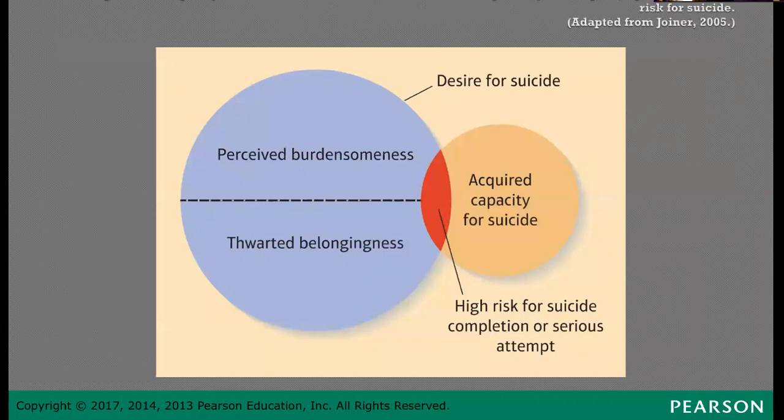Lots of people like this theory. I think it has a name of the interpersonal model of suicide, but I sometimes just refer to it as the acquired capability model or Joiner's model. And then everybody knows what I'm talking about. So let's get into it.